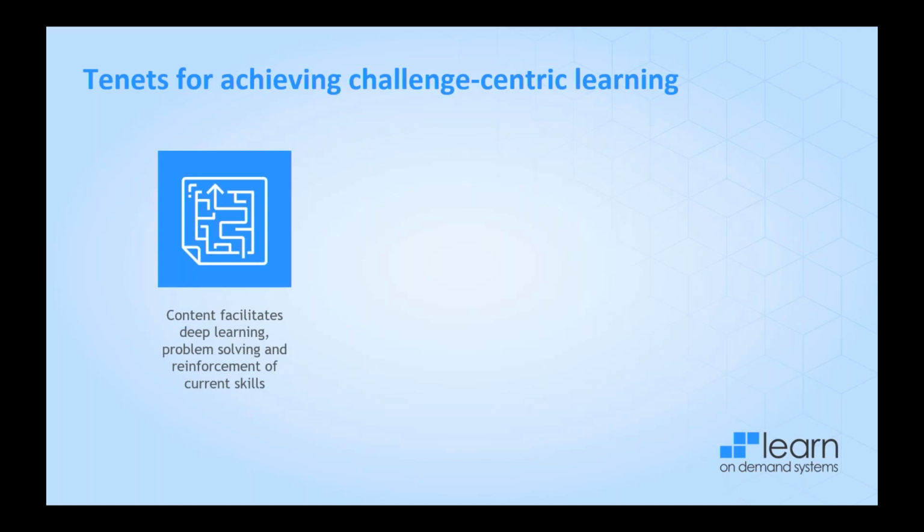So the first one is that content must facilitate deep learning, problem solving, and reinforcement of current skills. A good approach to achieve this is something called lean learning. The Harvard Business Review summarizes this as such. So it's all about learning the core of what you need to learn, applying it to your real-world situations as soon as possible, and then receiving immediate feedback so that you can refine your understanding over time, and then simply repeating that cycle over and over again.